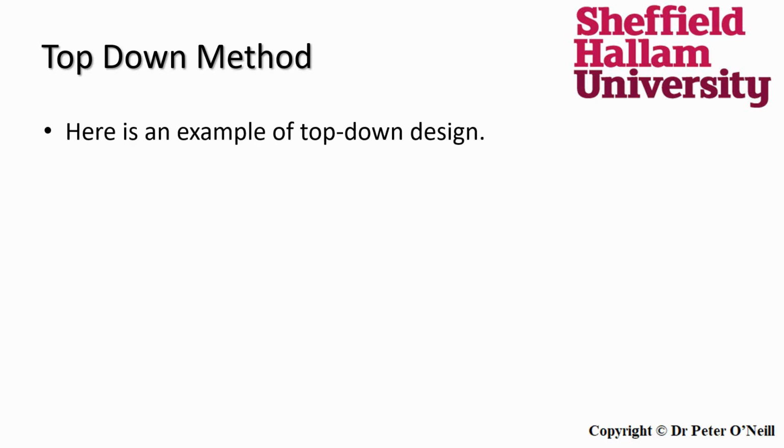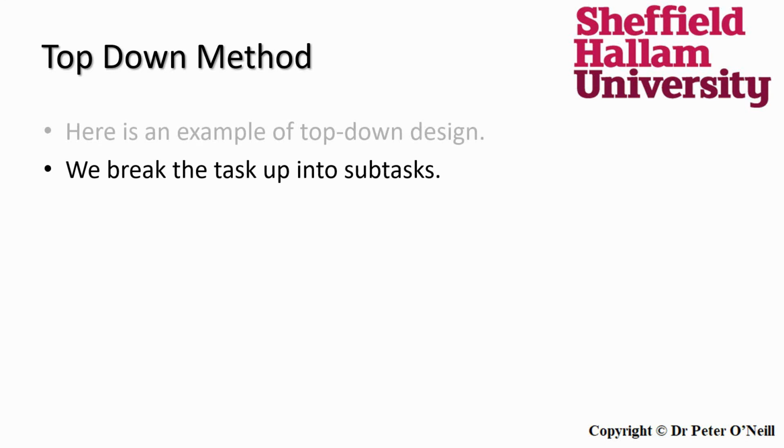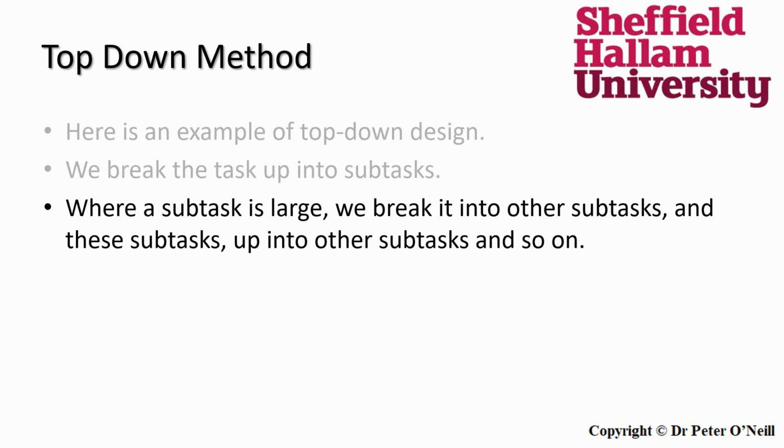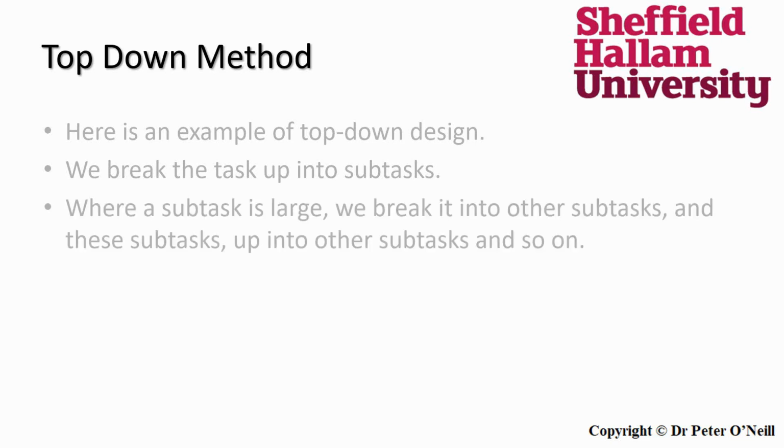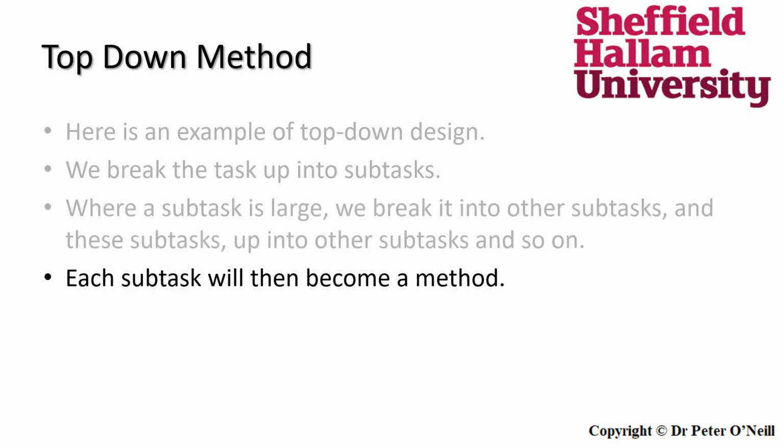So let's look at the top-down method. Here is an example of a top-down design. We break tasks into subtasks. Where a subtask is large, we break it into other subtasks, and these subtasks up into other subtasks, and so on. Each subtask will become probably a method.